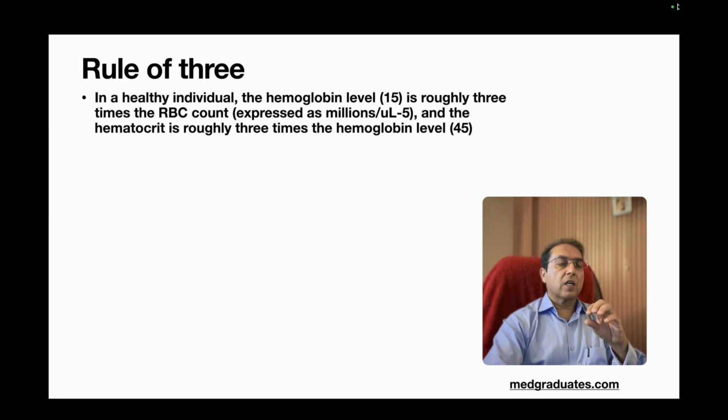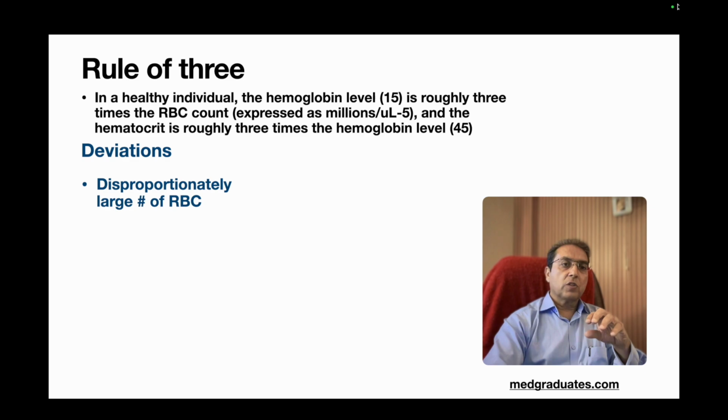This is not a very hard and fast rule, but in a normal healthy adult male, it is usually seen that the hemoglobin is 3 times the RBC count and hematocrit is 3 times the hemoglobin. If there is a deviation, for example, if there is a disproportionately large number of RBCs when you compare it with the hemoglobin, you must always consider that this patient may be having thalassemia trait. The RBC number is far more than the hemoglobin in this patient.